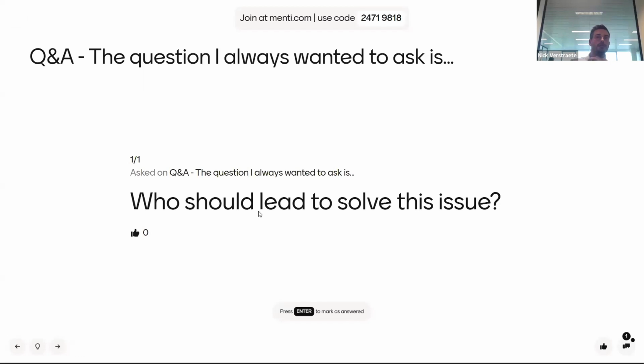Have you picked this question? Yeah. We have a question: who should lead to solve this issue? Should it come from finance as an organization or supply chain? Who should take the lead? I'm less concerned about who is taking the lead, as long as it's being done.